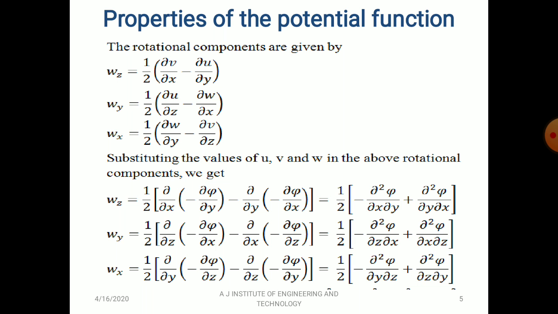So wy equal to 1 by 2 into dou by dou z into minus dou phi by dou x minus dou by dou x into minus dou phi by dou z, that is equal to 1 by 2 into minus dou square phi divided by dou z dou x plus dou square phi divided by dou x dou z. And for the yz plane, wx equal to 1 by 2 into dou by dou y into minus dou phi by dou z minus dou by dou z into minus dou phi by dou y. Simplified version is equal to 1 by 2 into minus dou square phi divided by dou y dou z plus dou square phi divided by dou z dou y.